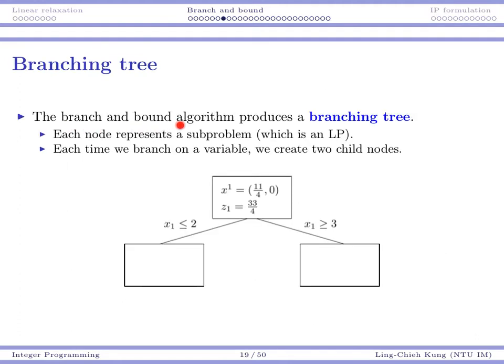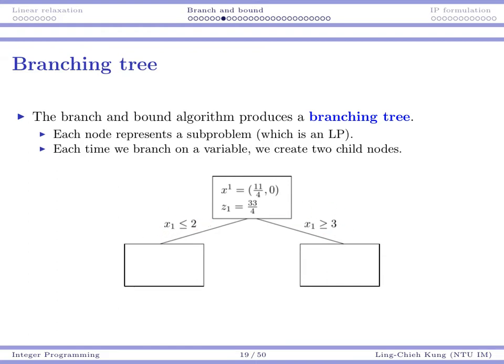The branch and bound algorithm typically can be depicted with a branch and bound tree or a branching tree. Each node represents a subproblem, like here. This is our original problem, the relaxation of our original problem. Okay, optimal solution is here, and we also want to record its z value. Okay, currently 33/4.